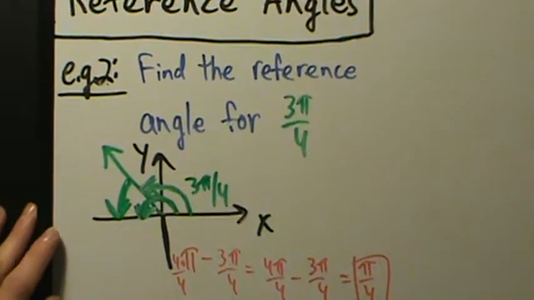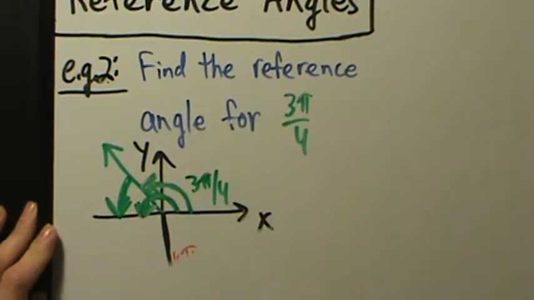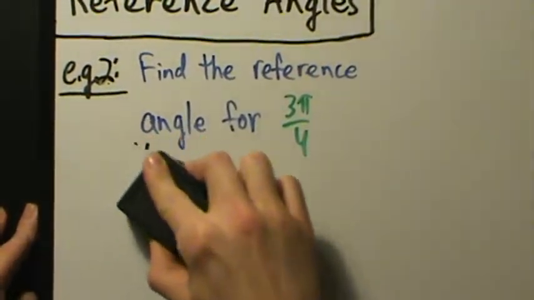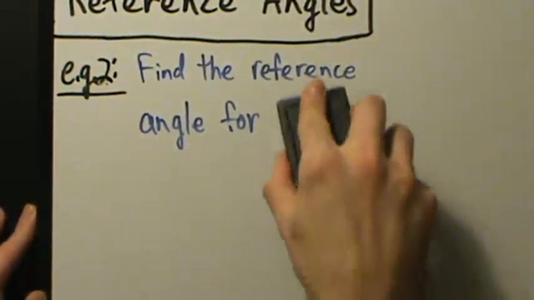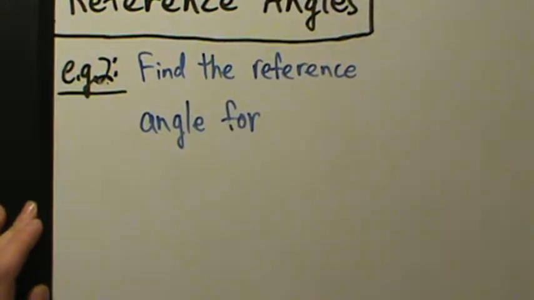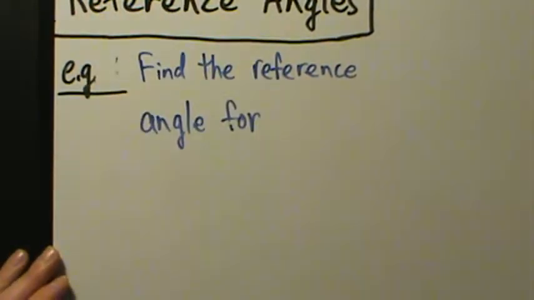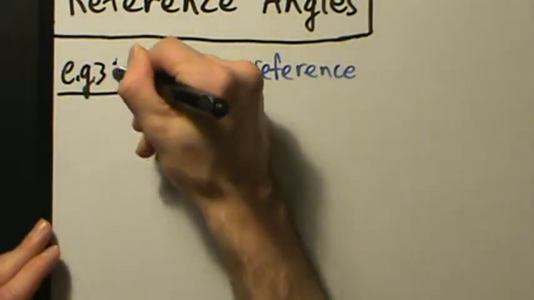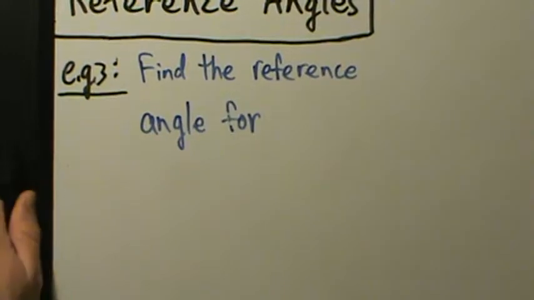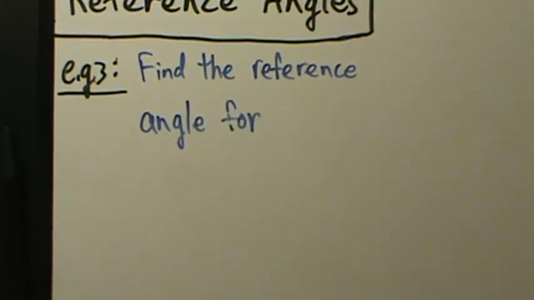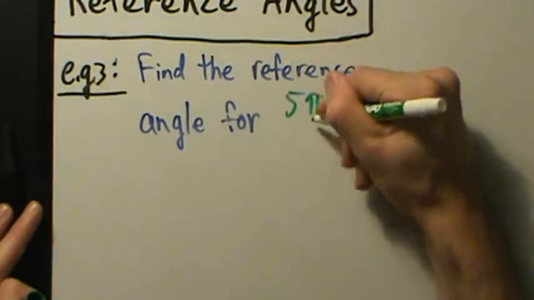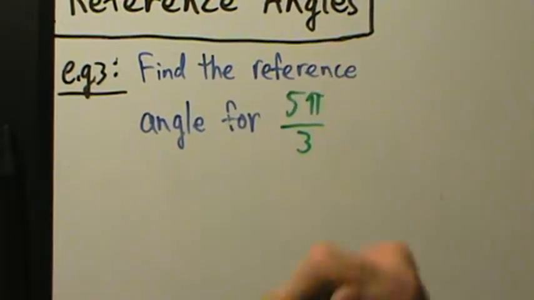So for example 3, we're going to want to find another reference angle, of course, that's what we're doing here. So for example 3, let's find the reference angle for 5 pi over 3.